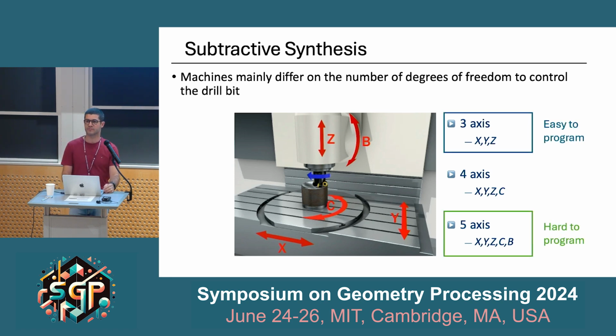Of course, the fewer degrees of freedom you have, the easier these machines are to program. The more degrees of freedom you have, the more complicated it becomes to program the machines, in terms of deciding what tool paths the drill bit has to take in order to remove the material and reveal your shape. On the other side, 3-axis machines allow you to create only very simple shapes, height fields. We will say something more about this during the presentation. And with 5-axis, you can create much more complex shapes.